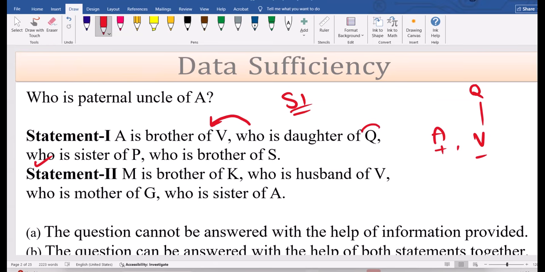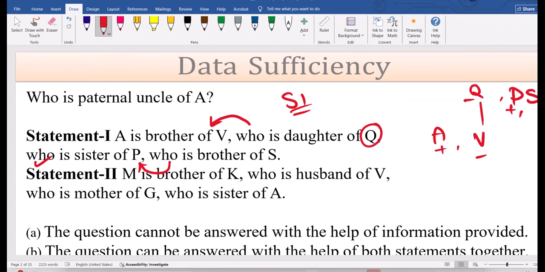So the next statement is related to Q. Q is sister of P. This is related to P only. P is brother of S. Now this is the information we have. Now the question is, who is paternal uncle of A? Father's brother. Here we know only about the mother, not the father. A's mother is Q. Father data is not there. So 1 alone is not possible.